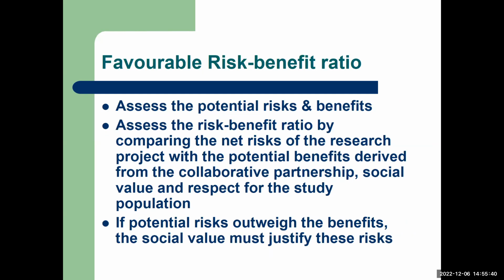Risk-benefit ratios are critical. We need to compare the net risk of your research project with the potential benefits that may be derived, say, from the collaborative partnerships, the social value, and respect for the study population. If potential risks outweigh the benefits of the study, the social value must then justify those potential risks. But again, this is something that the research ethics committees always look at. Is there risk to the participant, and how are you going to prevent that?